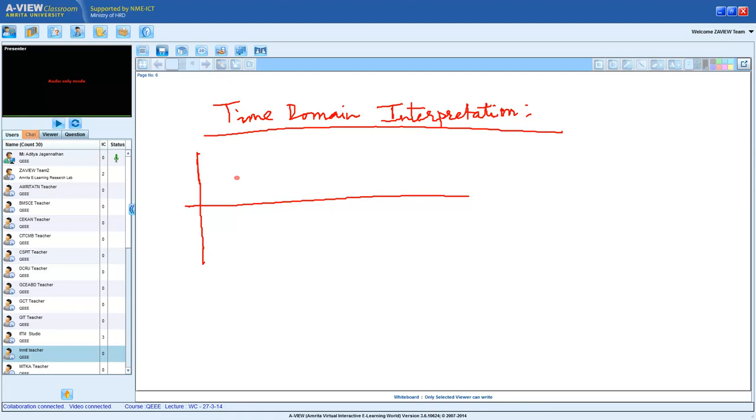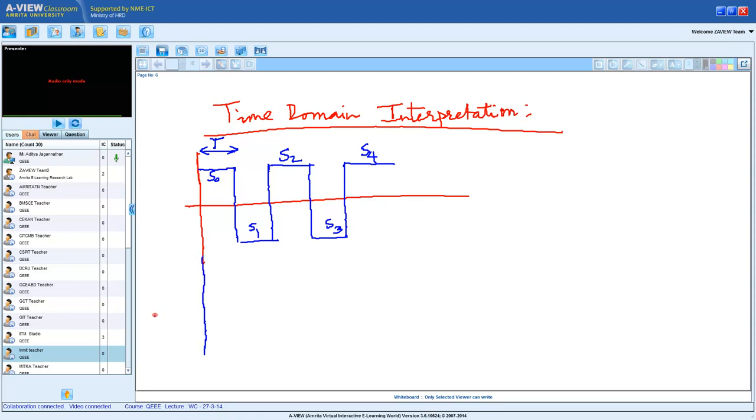Let us consider two different scenarios. Let us say this is my signal with symbol time T. This is S0, symbol 0. This is S1, symbol 1. This is symbol 2, symbol 3, symbol 4, and so on. And then, due to multipath propagation, I will have a delayed version of the signal.